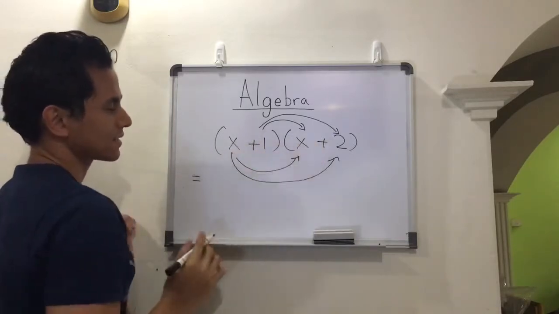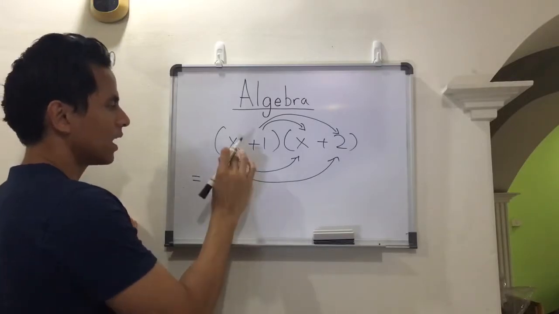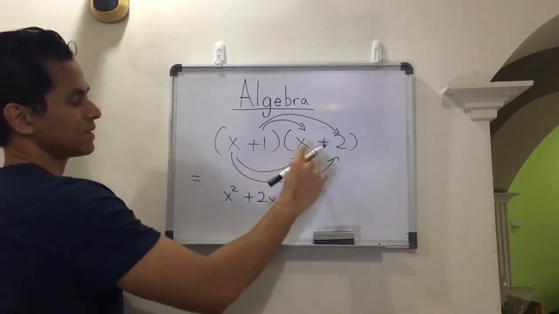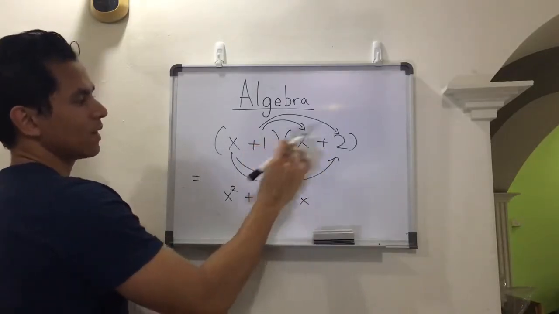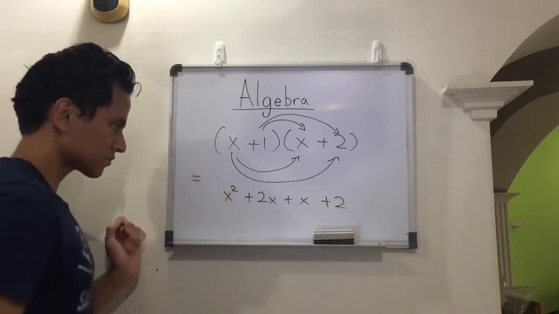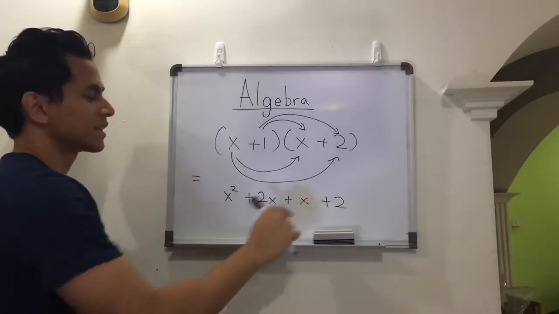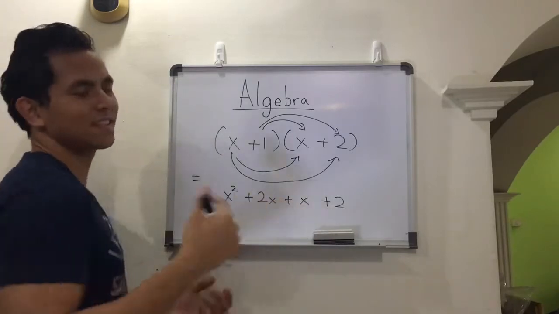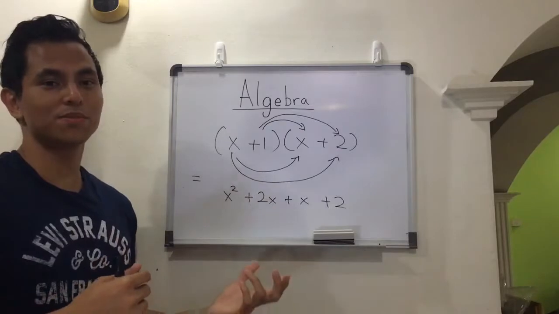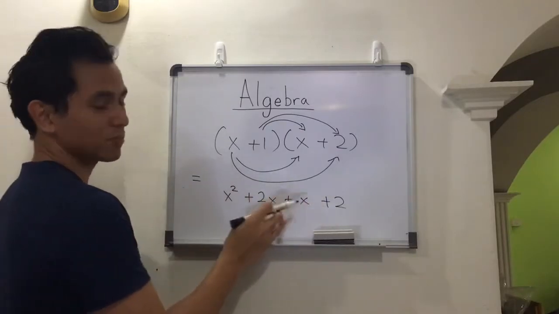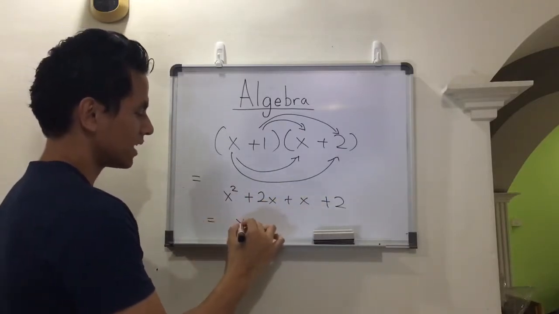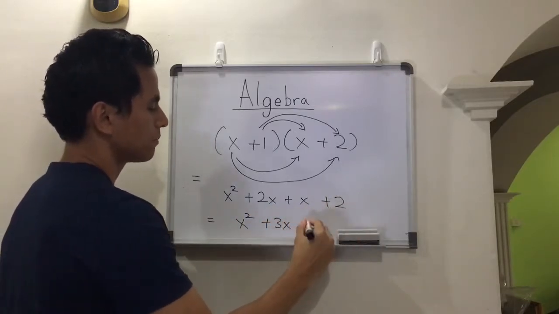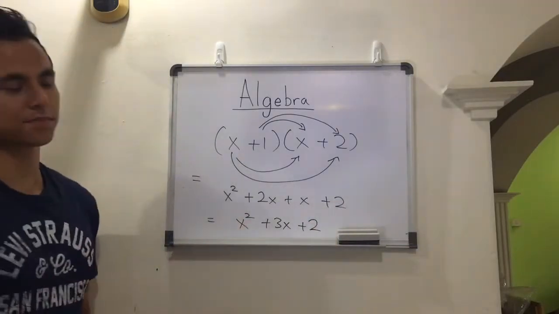So x times x gives us x squared. x times 2 gives us 2x. 1 times x gives us plus x. 1 times 2 gives us 2. Now looking at this, can we simplify it further? If you're observant, you will realize that 2x and x are the same kind of term, so we can add them together. Hence, this will be x squared plus 3x plus 2, and this will be the final answer.